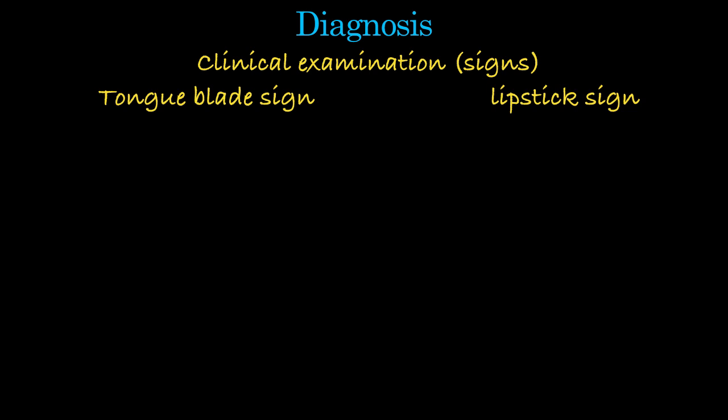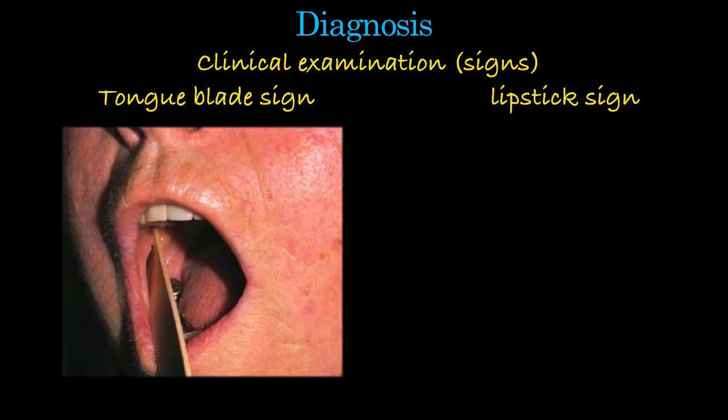What about the signs that can assure you that the patient is really xerostomic? We have two types of examination that we can do to make sure. First of all, the most important one is the tongue blade sign. In the tongue blade sign, you take a tongue blade and press it against the buccal mucosa of the patient and then slowly try to remove it. You will find that the tongue blade actually sticks to the mucosa when the mucosa is really dry. This is called the tongue blade sign.